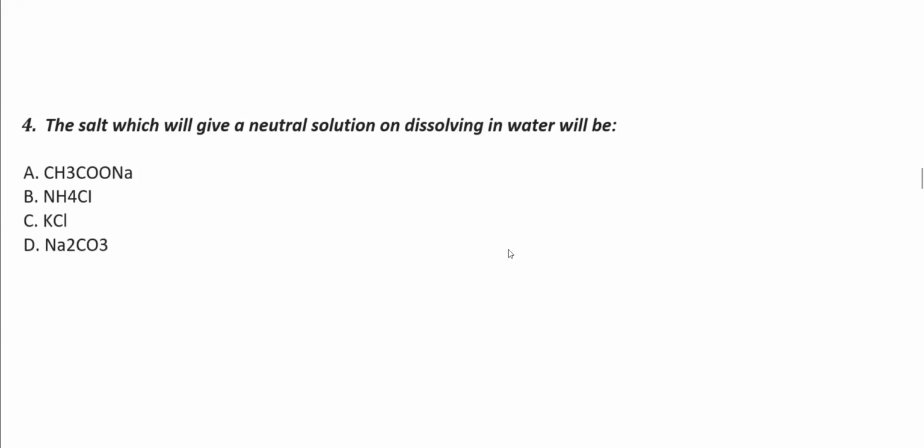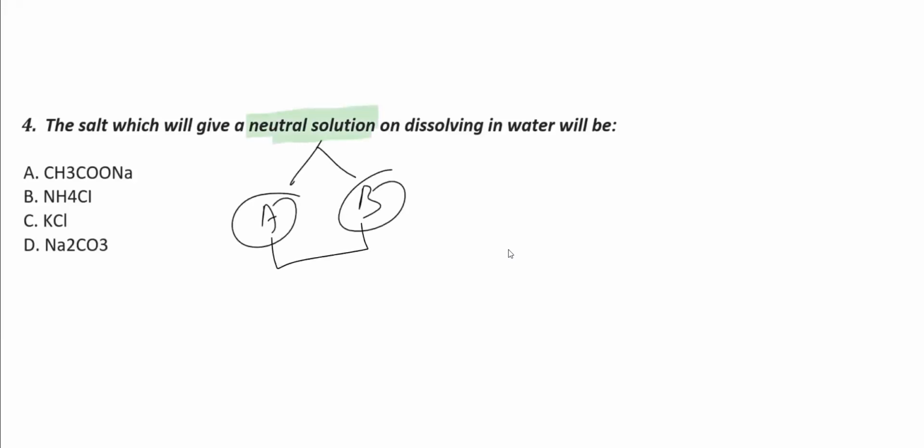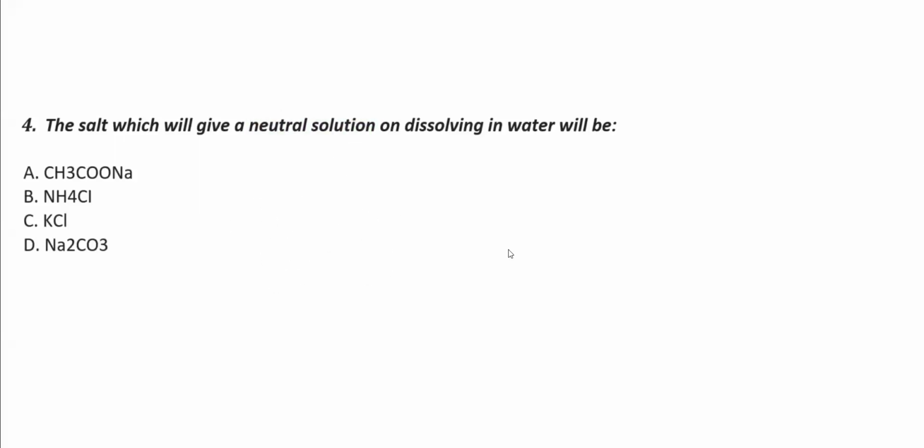This part, that is the next one, we have to obtain a neutral solution, right? So if you know that a neutral solution can be obtained when both the acid as well as the base have to be both strong or both weak. So let's see which of them is possible.